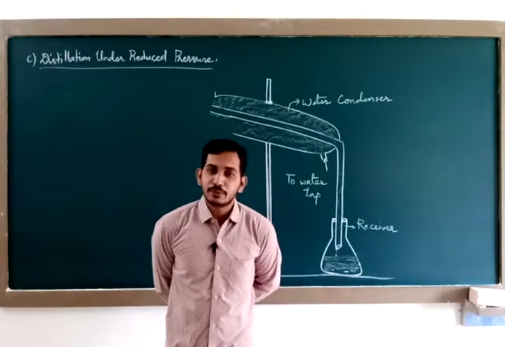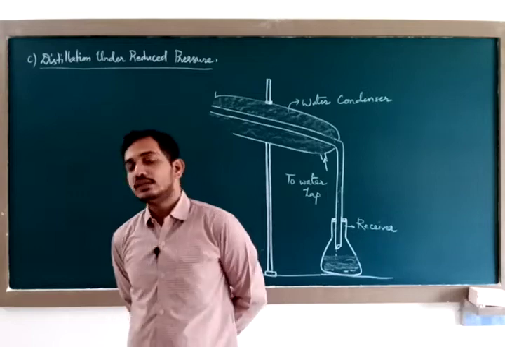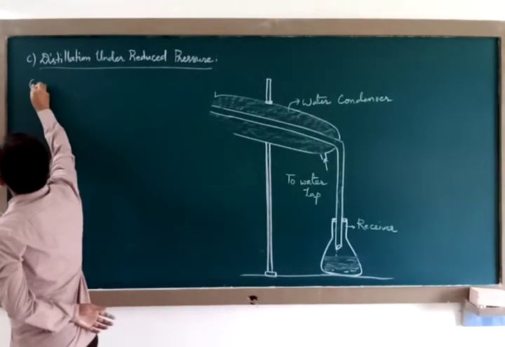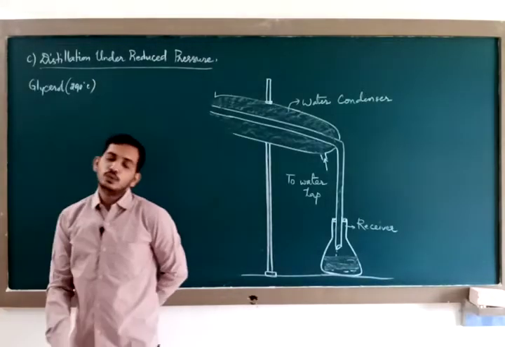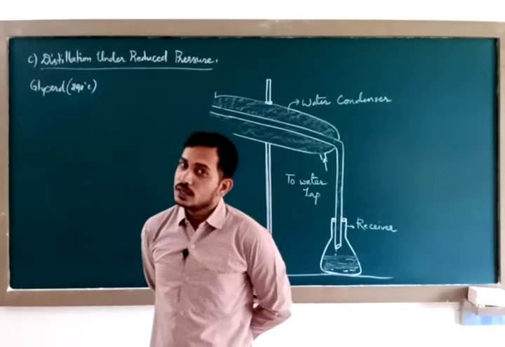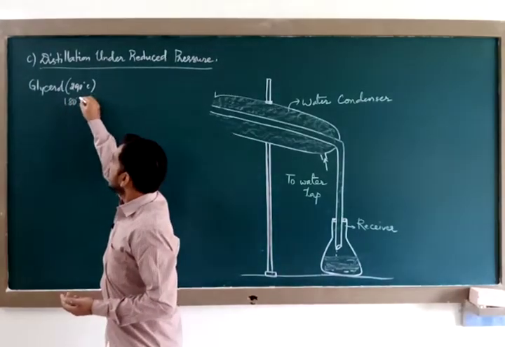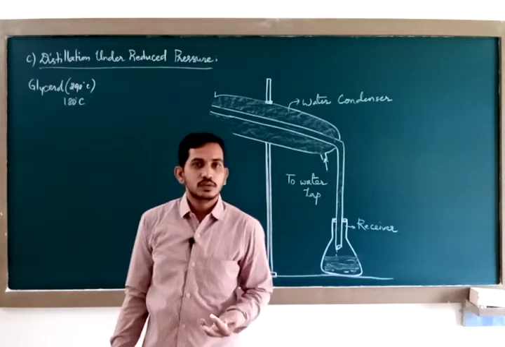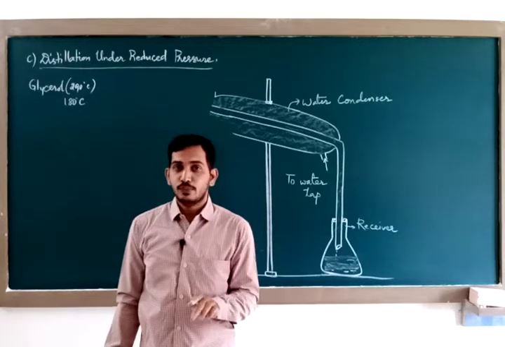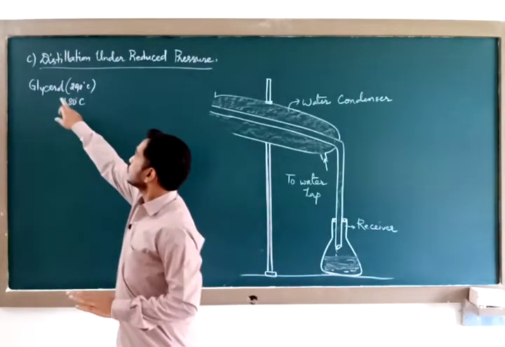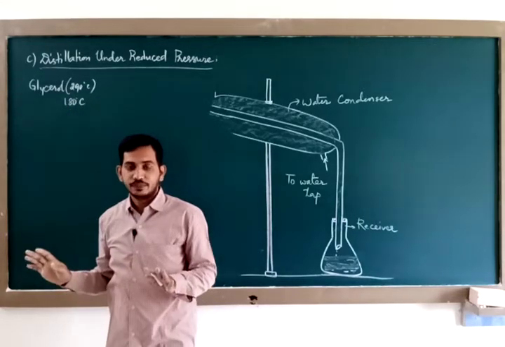So one best example to remember for distillation under reduced pressure is glycerol. You also know it by the name glycerine. Glycerol is one liquid which boils at 290 degrees Celsius. But by using distillation under reduced pressure, you can make this liquid boil at 180 degrees Celsius. Glycerol's normal boiling point is 290, but it is made to boil at 180. So glycerol is one liquid which can decompose.